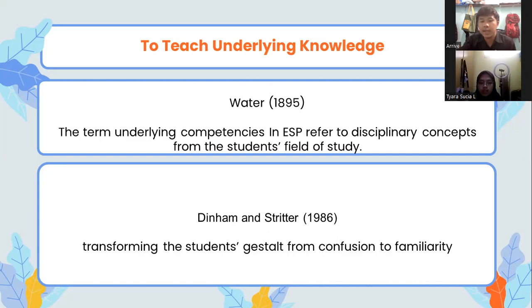And the last one is Dinham and Streeter, 1986. They said the field of professional education recognized the need to introduce learners to ways of thinking and transforming the student's gestalt from confusion to familiarity. So basically, it's how the teacher in the ESP class makes it simpler, like I mentioned before, and turns confusion into familiarity, just like that.